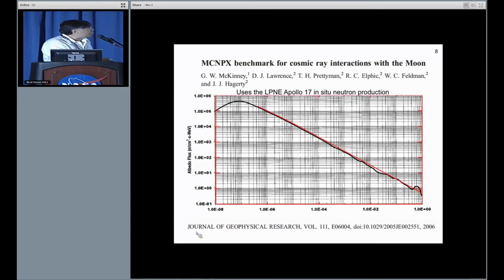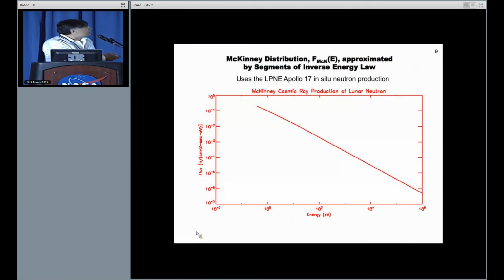What we did was to interpolate the McKinney distribution by a piecewise series of straight lines, and this is what we actually use in our calculations, because we get an analytic form that can be used for numerical integration later on. We changed the scale also to eV, and so we'll be integrating the epithermal neutrons from about 0.4 eV to about 1 MeV.